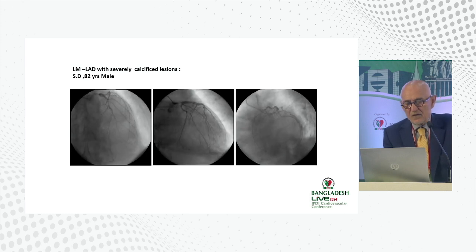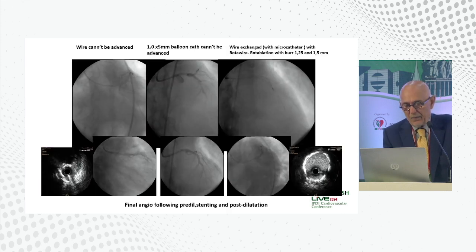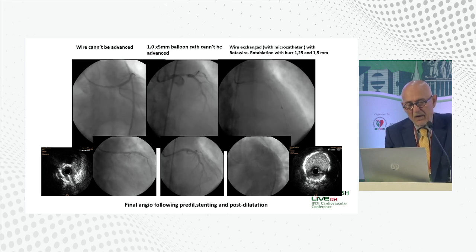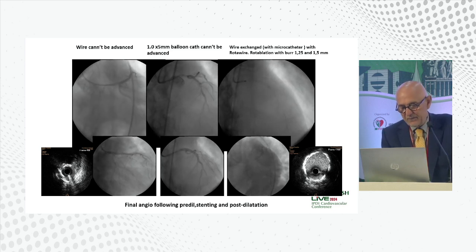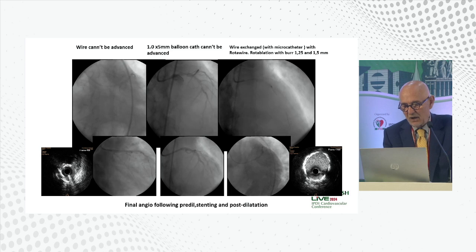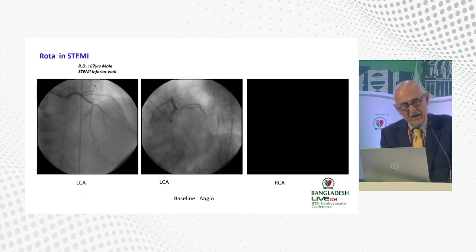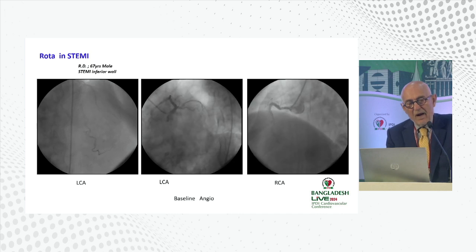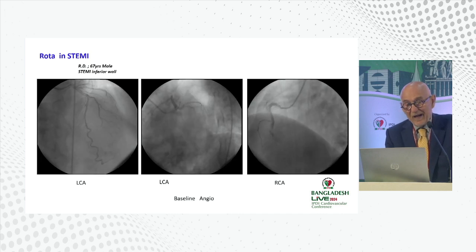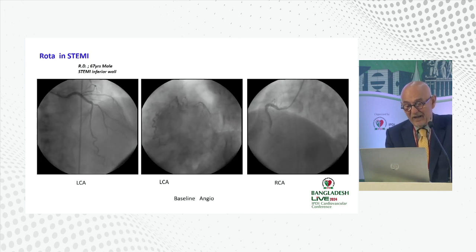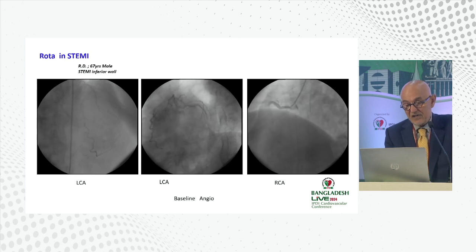Okay, you see that the rota ablation here is done by the pecking technique, allowing the full expansion of the stent, as you can see documented by IVUS. We have seen a lot of cases today and yesterday. This is rota in an off-label indication in acute myocardial infarction.